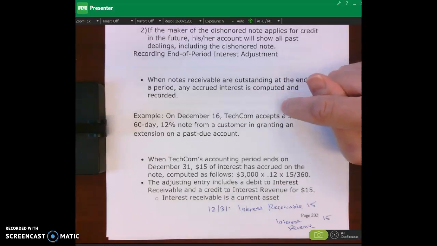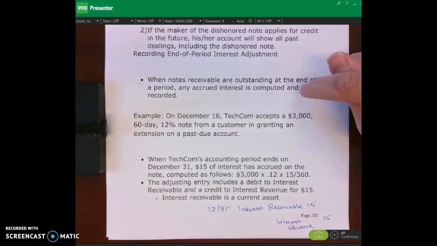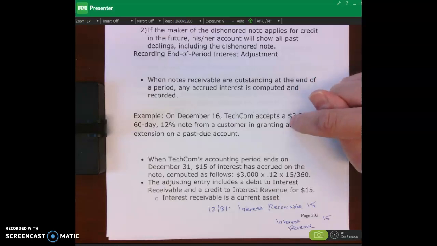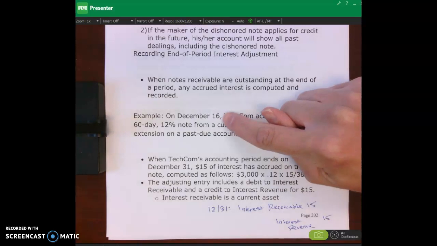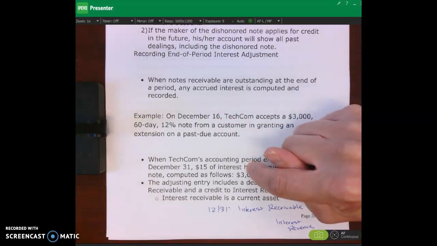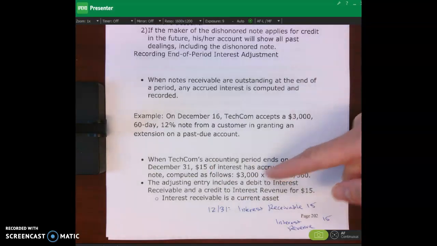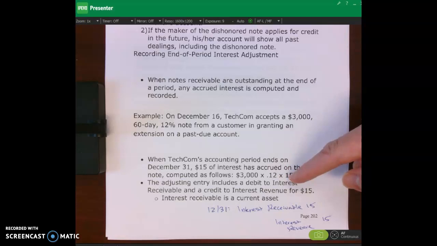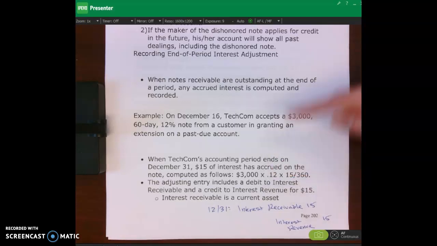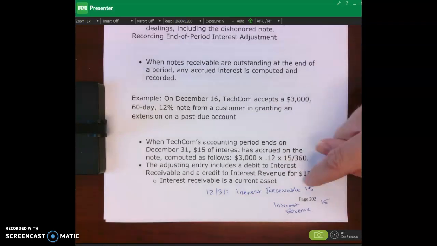On December 16th, TechCom accepts a $3,000 60-day 12% note from a customer, granting an extension on the past due account. Because this was on the 16th, on the 31st we have to recognize 15 days' worth of interest, which comes out to $15. We took the 3,000 times 0.12 times 15 divided by 360. So on 12/31, we debited interest receivable for $15 and credited interest revenue for $15.